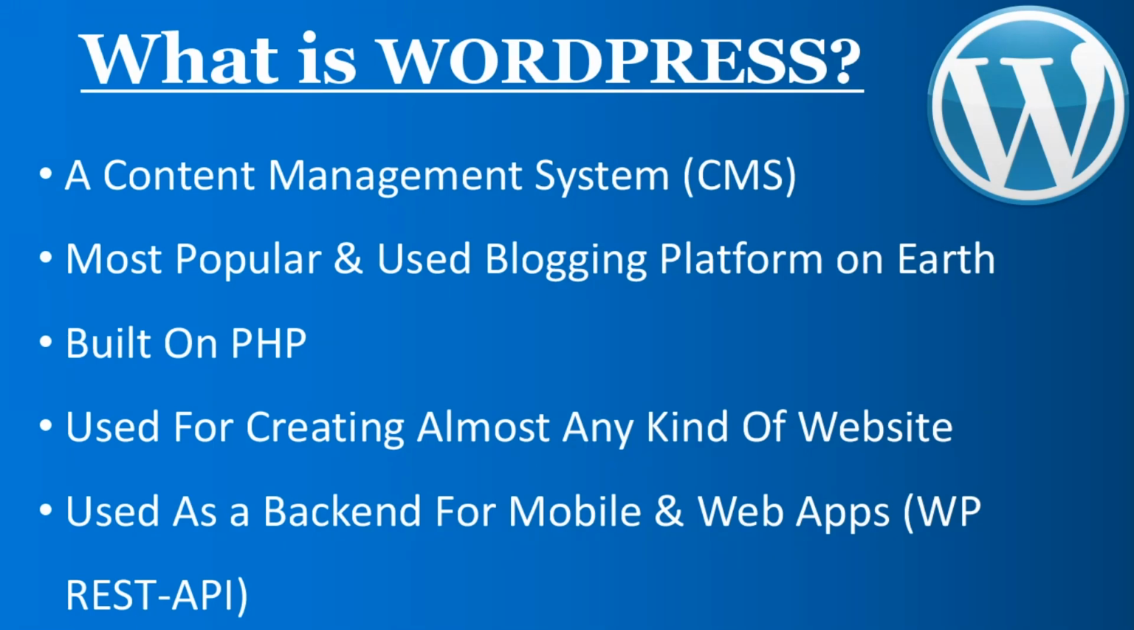So we'll begin with what WordPress is. WordPress is a content management system. A content management system is just something that allows you to manage content, images, articles, etc. So WordPress is actually the most popular and used content management system on earth. It's used for blogging. It's used for anything concerning content.